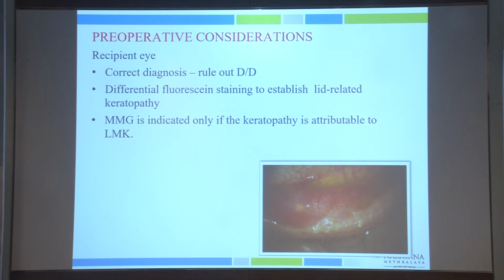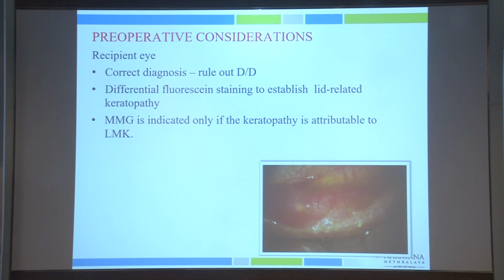But get the diagnosis correct, because if it is something like pemphigoid, again, we would burn our fingers if we try to do a mucous membrane graft there. Differential fluorescein staining is what I was trying to say. If you do the fluorescein stain and you see the staining at the upper and lower limbus, the confluent punctate erosions there, which is where the lids abut the cornea, then you're quite sure that it is secondary to the mechanical microtrauma happening by the lids rubbing on the cornea.